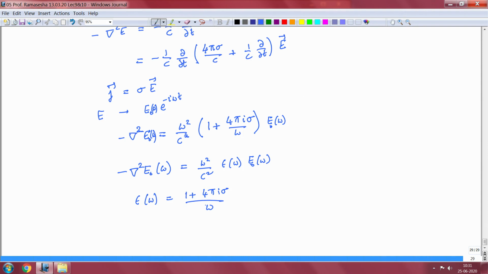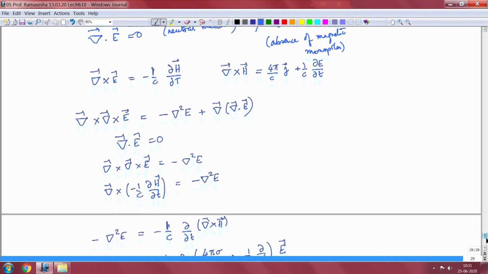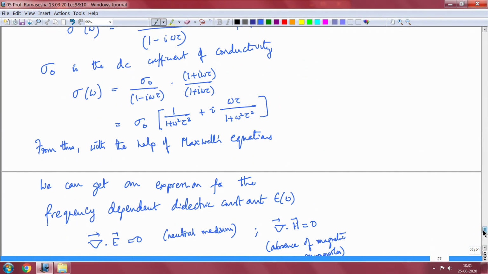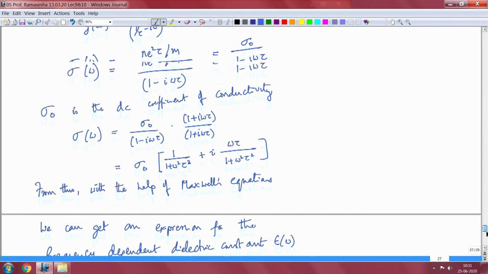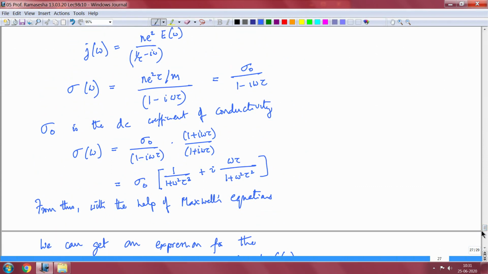Now what we can do is actually use the expression for sigma which we obtained earlier. So I can show you the expression for sigma that we obtained earlier, which was sigma naught upon 1 minus I omega tau. So this is the expression that I used. Let me highlight it. So this is sigma naught upon 1 minus I omega tau. So I can actually substitute it in this place.